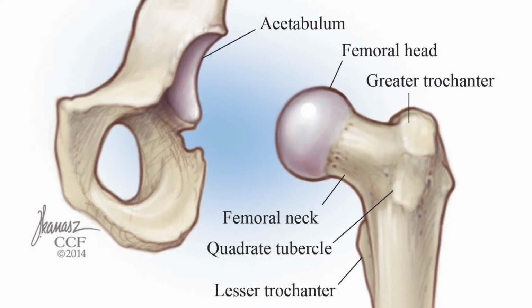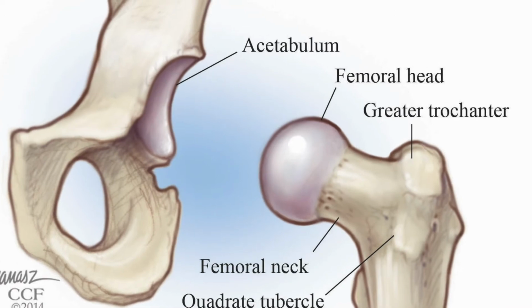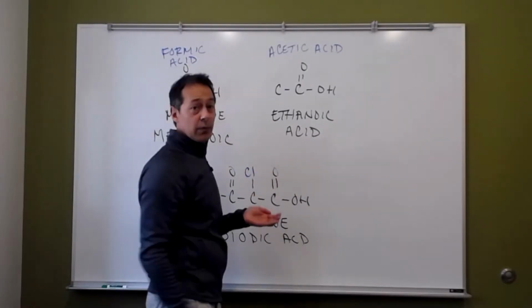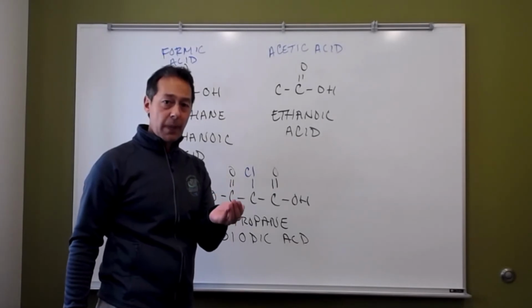That cup is called the acetabulum. The acetabulum. And it's spelled acetabulum like this. And what it means is that it looks like a vinegar bowl.